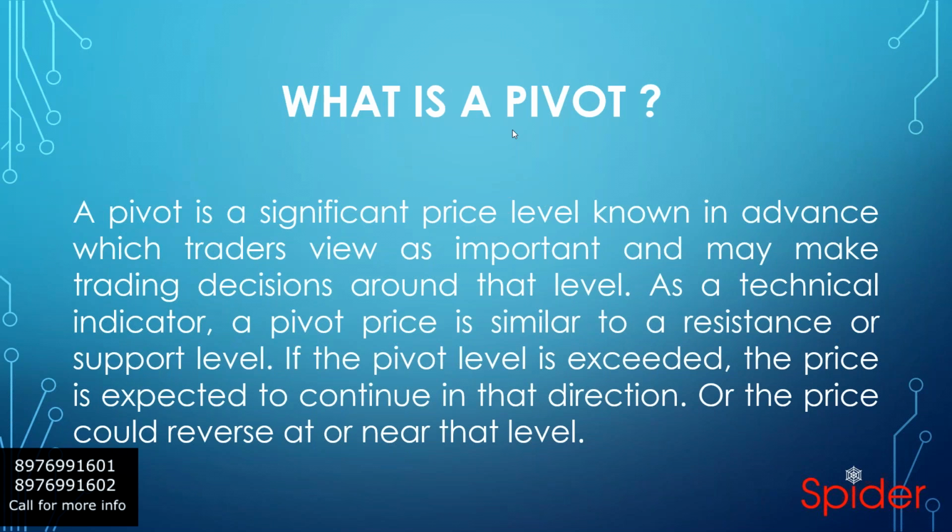Similarly, if the pivot level is exceeded, the price is expected to continue in that direction. If a particular price has crossed the level of R1, it is pretty much definite that the price will be heading towards the level of R2 or R3 or R4. But if you look at the other side of that, the price could reverse at or near the level. It is not always expected that the price will go up and up, but it is there that the price will get a very good reversal from there.